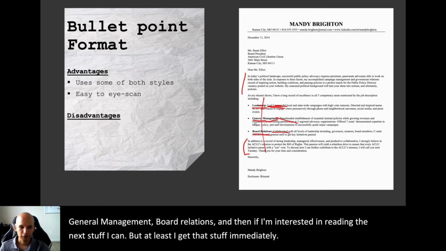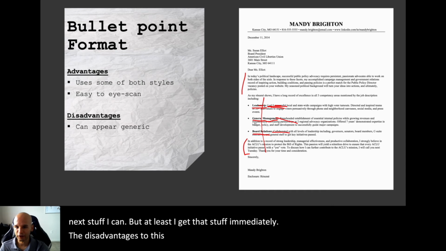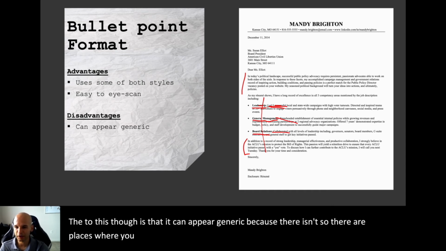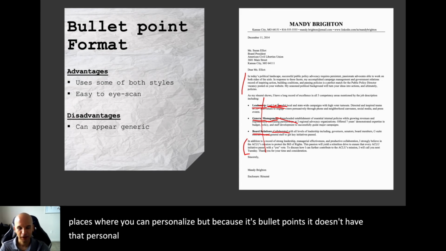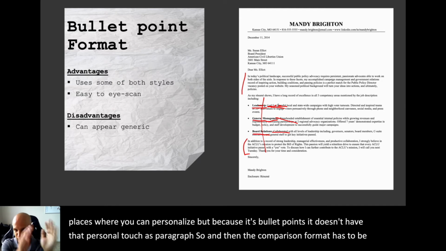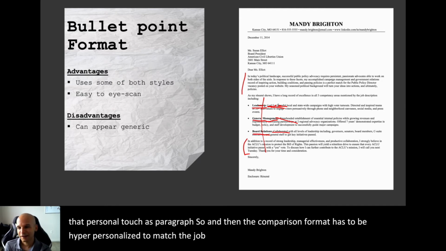The disadvantage to this, though, is that it can appear generic because there are places where you can personalize, but because it's bullet points, it doesn't have that personal touch of a paragraph. And the comparison format has to be hyper personalized to match the job posting, but this doesn't require that same effort. So it can appear generic.